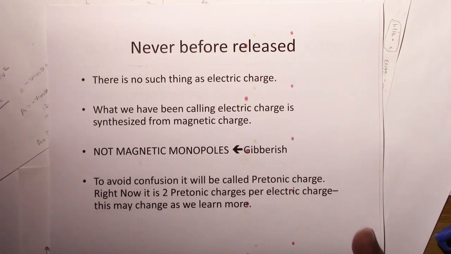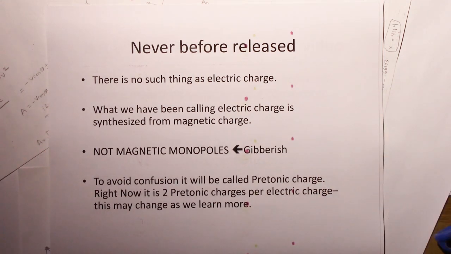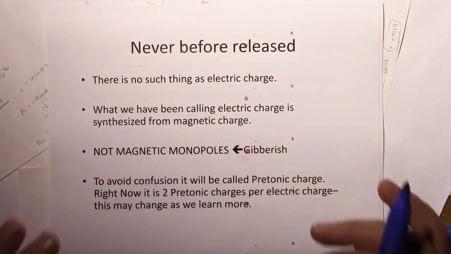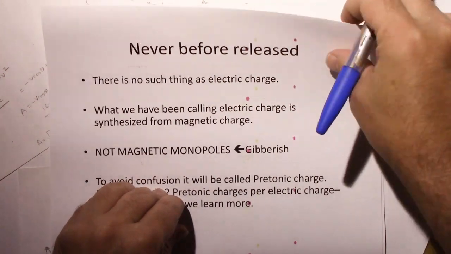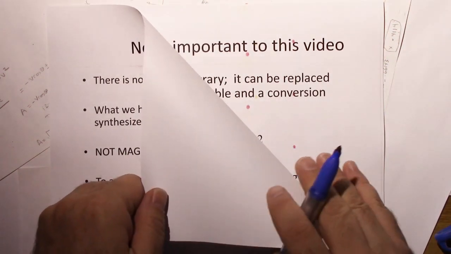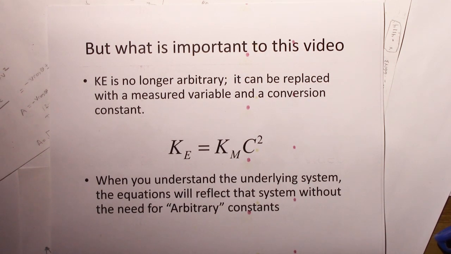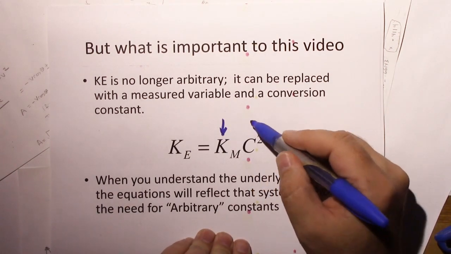Right now, this is a simplified solution. It works, it gets the right answer. And because we're able to dissolve away the arbitrary constants, this shows an underlying system that creates the electric field from a spinning system of pretonic charges. Again, nobody else is going to show you this. But the important part of this video is that KE is no longer arbitrary, just like KM is no longer arbitrary. KE can now be replaced with a conversion constant and a measured variable.